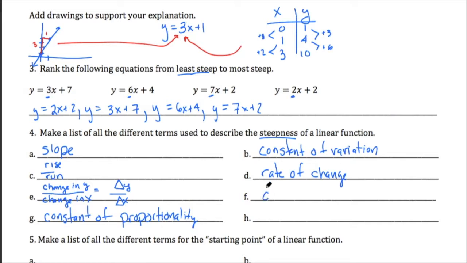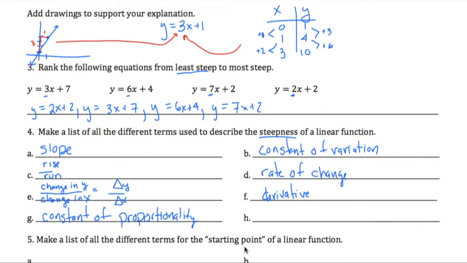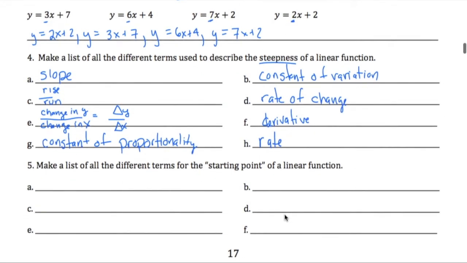When you get into upper levels, you'll start talking about derivatives, really in a calculus class. A derivative of a function is really looking at the rate of change of a function, and so a derivative is really a measure of the rate of change. Lastly, you might just see somebody talk about the rate in a variety of different contexts. All of those are different ways that we can talk about the steepness, the slope of a linear function.